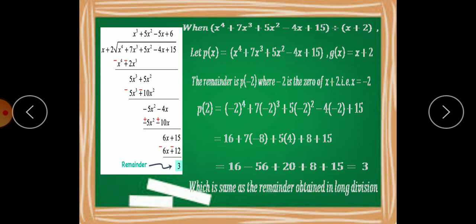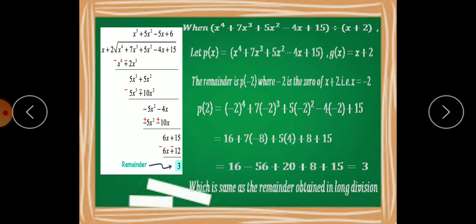Now let us verify it by the process that we have learnt in the before slide. That is, the 0 of the divisor x plus 2 is minus 2. Let us substitute this minus 2 for the variables of the dividend, where the dividend is p(x) is equal to x power 4 plus 7x cube plus 5x square minus 4x plus 15. So the 0 of the divisor is minus 2. So let us see p of minus 2. Here it is plus 2 written, children. It is a mistake. While writing in your classwork, don't write p of plus 2. Write down p of minus 2.